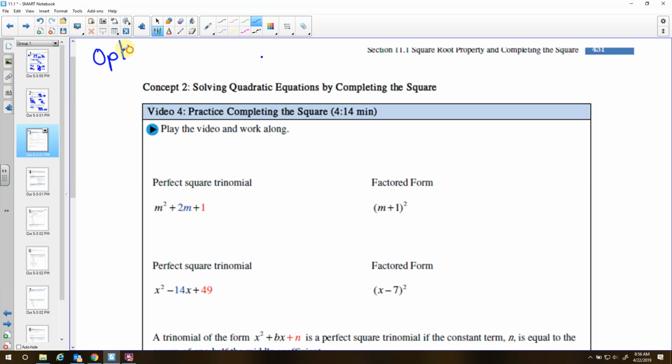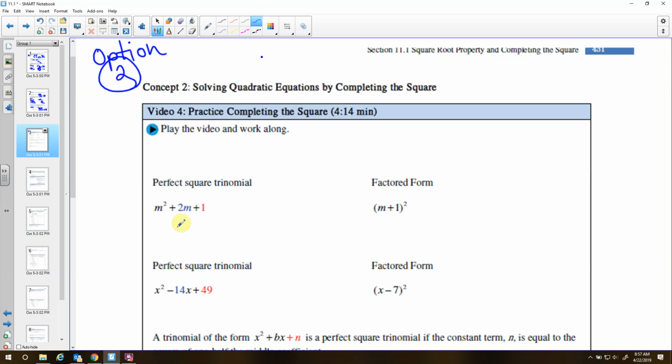Option 2. So we did the square root property in the first part of this section. Now we're going to do something called completing the square. Now, completing the square can be a little bit more daunting, and so you're going to have to pay close attention to what I do in completing the square.